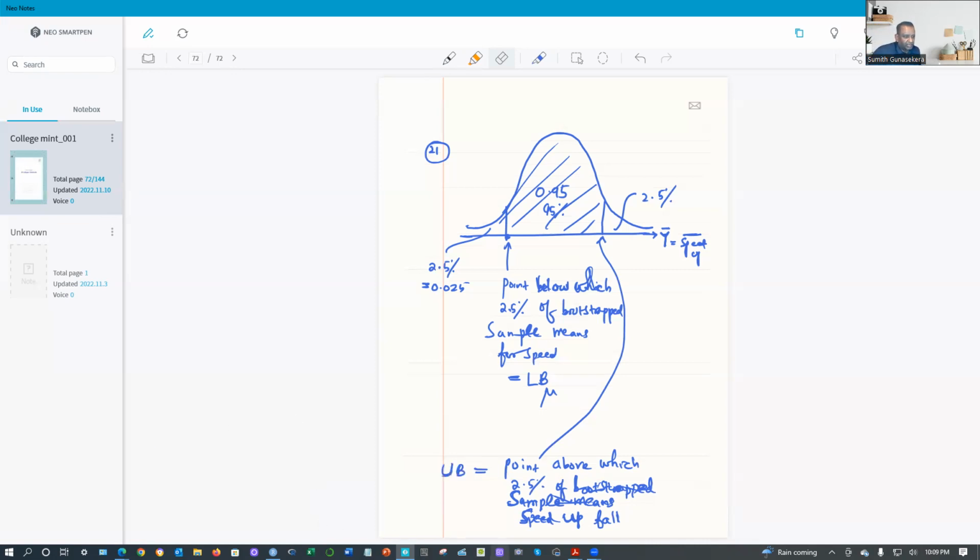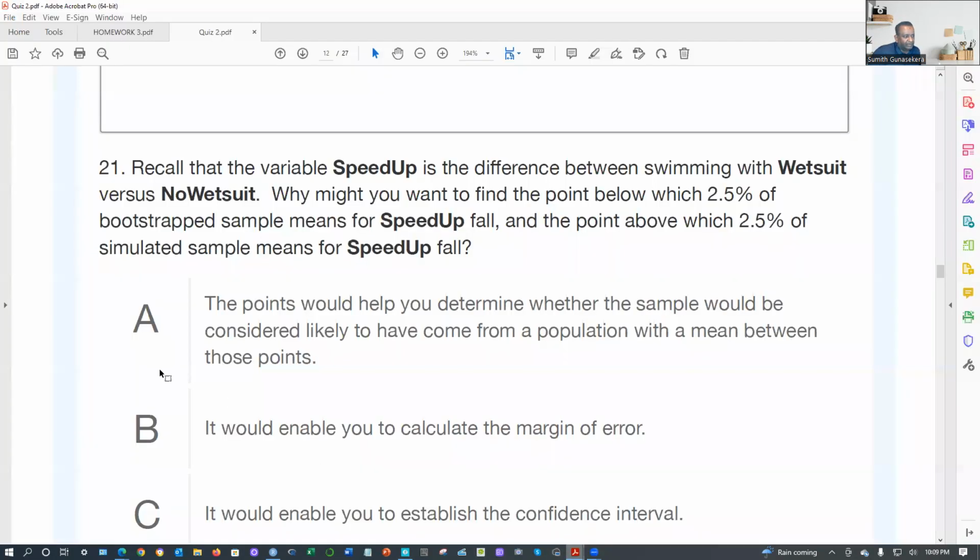What are the benefits of having something like that? Those points help you determine whether the sample would be considered likely to have come from a population with a mean between those two points. If you have those two points, I can think that my sample would be considered likely to have come from a population. I don't know what it looks like, but at least I can talk about the mean between these two points. That population would have some kind of mean within these two points.